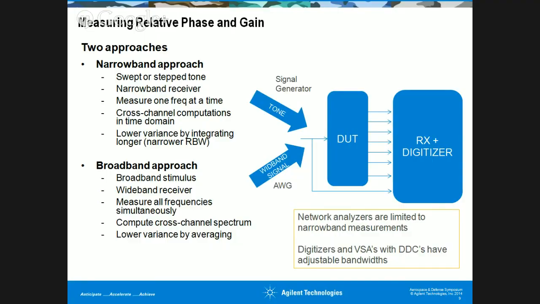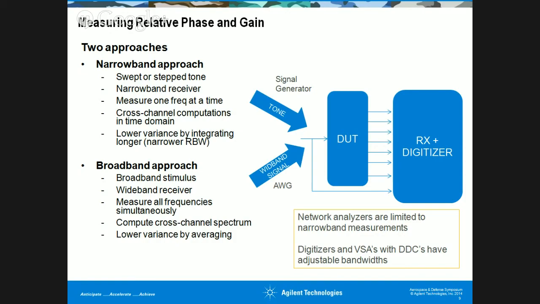Narrowband approach is normally a swept or stepped tone response. It has a narrowband receiver like a vector network analyzer. It measures only one frequency at a time. That means it sweeps the frequency or steps the frequency and measures only one frequency at a time. Lower variance, you can lower the variance. That means you can minimize your deviation of the measurement from the desired results by integrating longer. That means reducing your resolution bandwidth or IF bandwidth.